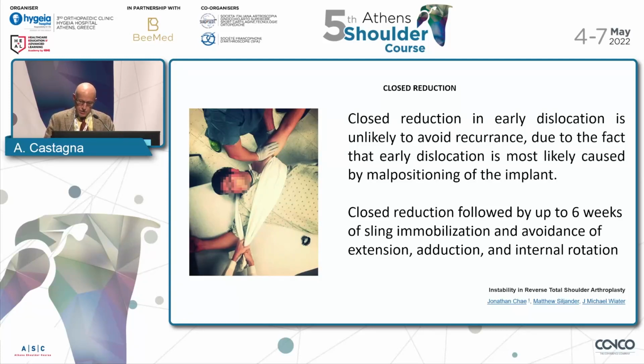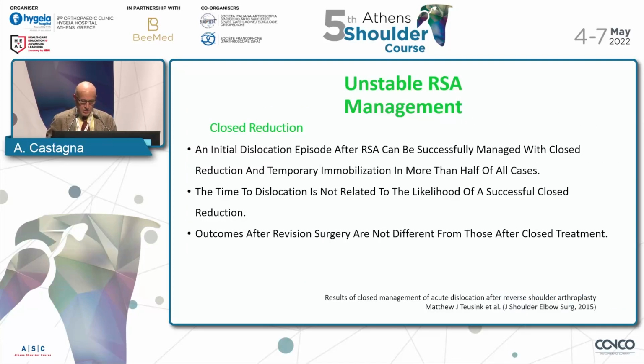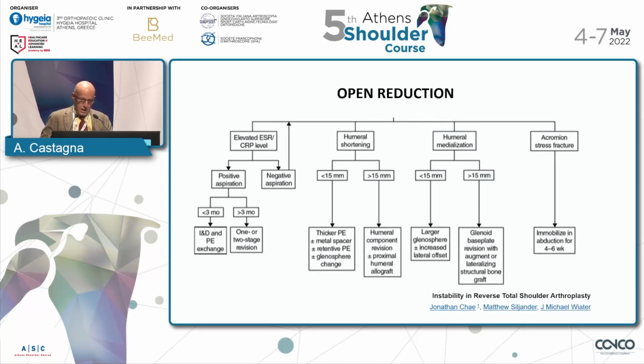Closed reduction followed by up to 6 weeks of sling immobilization and avoidance of extension, abduction, and internal rotation, hoping that the soft tissue will scar all around and then stabilize the implant. Closed reduction should be done as an initial dislocation episode and can be successfully managed, but of course the outcomes after revision surgery are not different from those after closed treatment. Again, here is the algorithm of an open reduction.